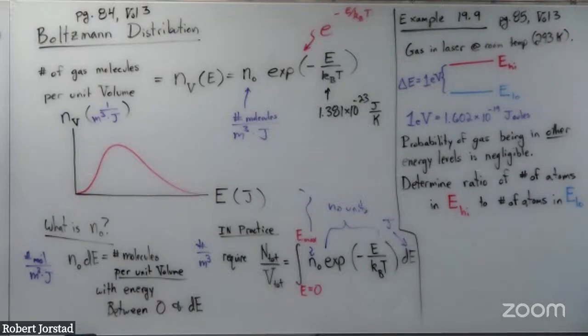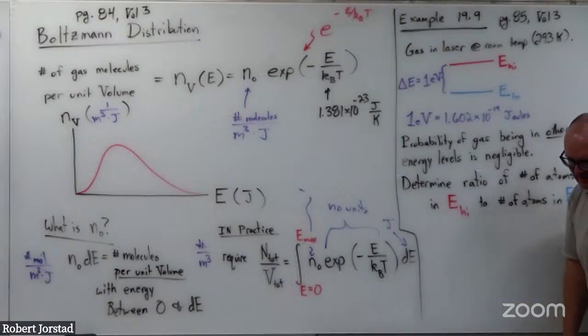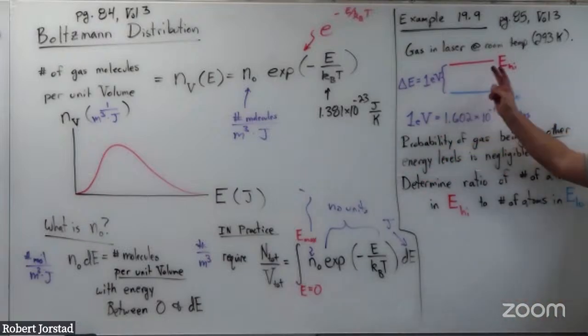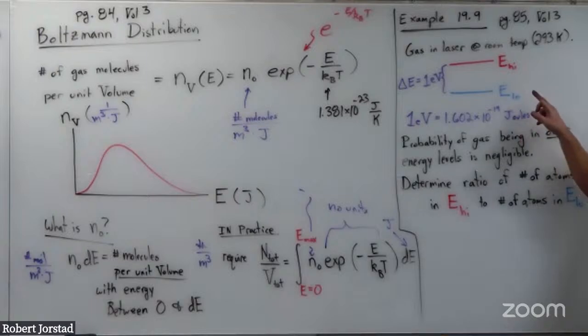Imagine you have gas in a laser, right? And so there's some gas molecules in there. There's a bunch of different energy levels. We'll discuss energy levels at the end of the semester. Let's say there are 2 primary energy levels where almost all of the molecules end up. So there's a high energy level and a low energy level. And the probability of gas being in other energy levels is essentially 0.